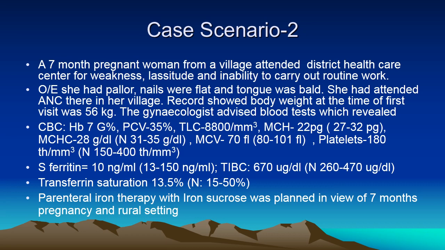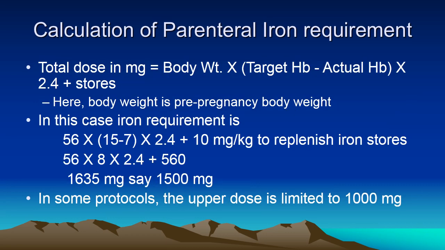Parenteral iron therapy with iron sucrose was planned in view of 7 months pregnancy, because only 2 months were left for delivery. For calculation of parenteral iron in this case, the same formula will be used, but the body weight used will be the pre-pregnancy body weight.